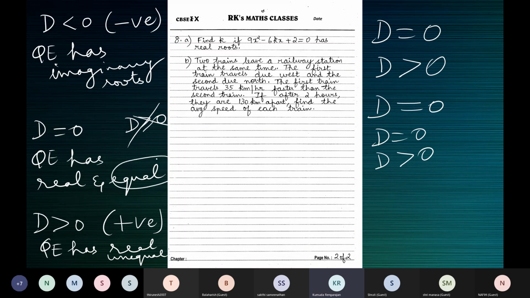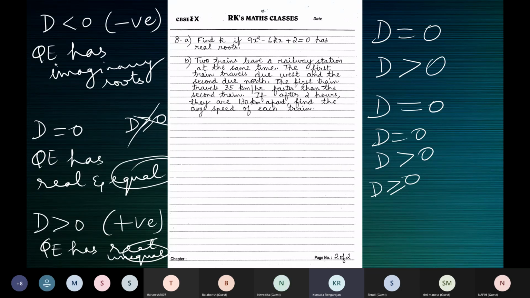But whether it is equal or unequal, the roots are real, right? So what is the condition for real roots? D should be greater than or equal to 0. D greater than or equal to 0 is the condition for real roots, because real roots mean we have two cases. D greater than 0, roots are real. D equal to 0, also roots are real. So combining them, D greater than or equal to 0 is the condition for real roots.